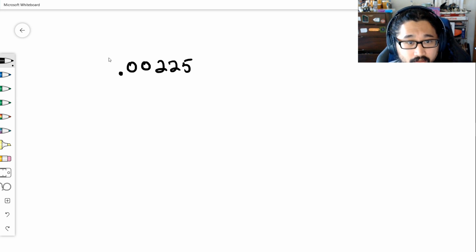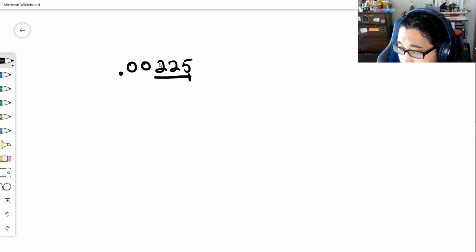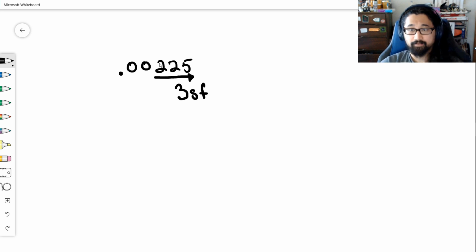Now, I'm going to start all the way over here. I'm going to find the first number that is not 0. So this is the first number that's not 0. I'm going to count this one and everything over. That's 1, 2, that's 3 Sig Figs, right?